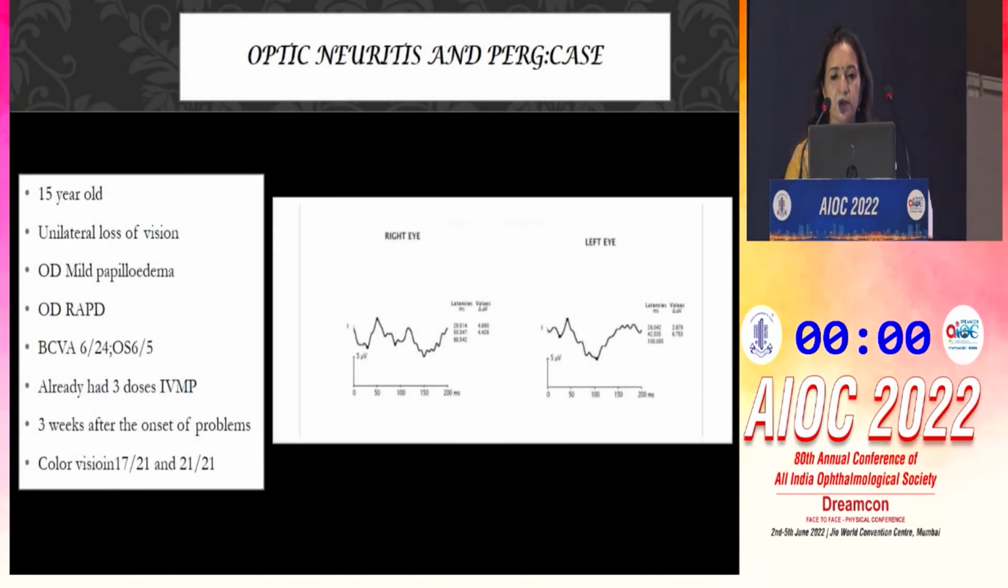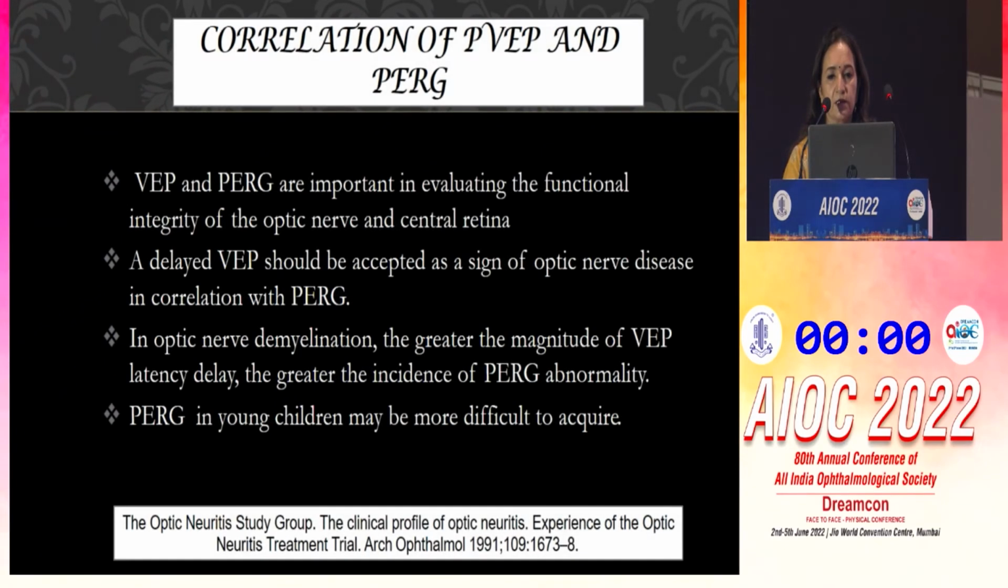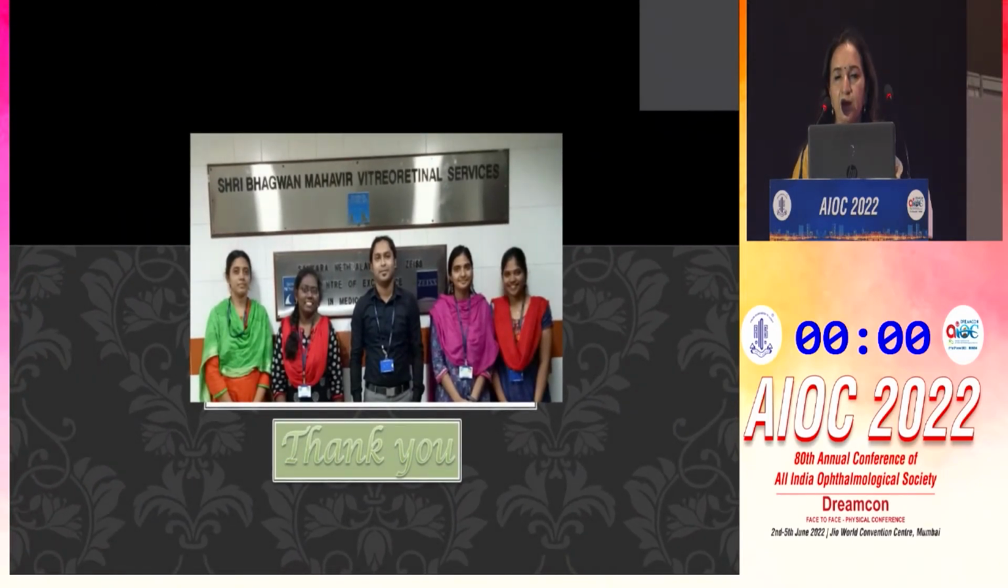This is another patient, right eye optic neuritis. You can see here the left eye has a normal N95 component, but in the right eye there is no N95. So this is suggestive of optic nerve disease. So you correlate with the pattern ERG and arrive at a diagnosis of optic nerve disorders. Thank you for your time listening.